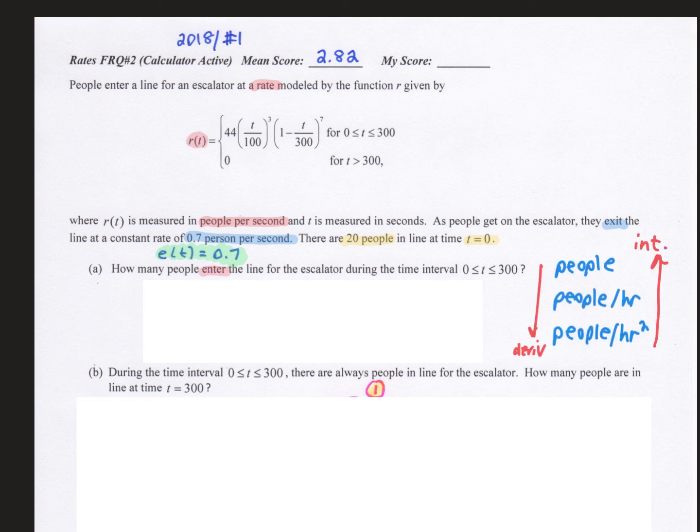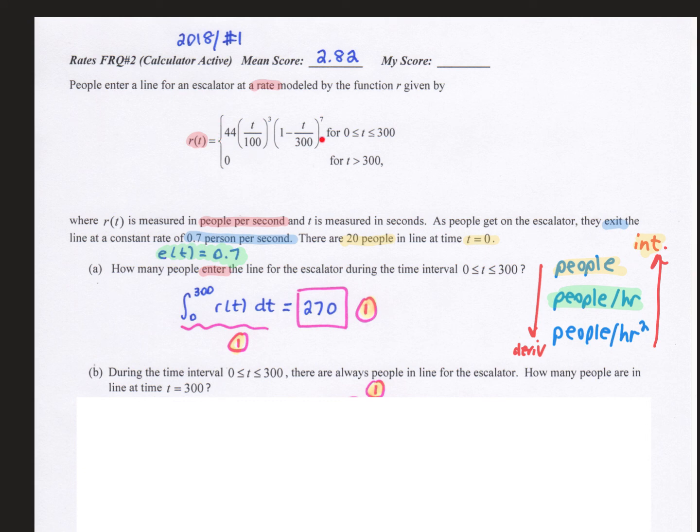It's helpful to remember the progression of things. It goes people per hour squared. To move downward in this list, you do a derivative, and to move upward in this list, we do an integral. Where we're starting with our given information is at this unit right here, people per hour. So if I want to get up to the number of people, which is what part A is asking me, that tells me I need to integrate. So I do the integral from 0 to 300 of R of t.